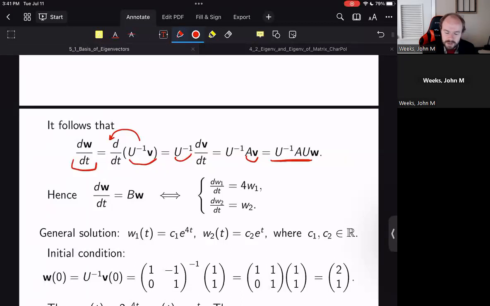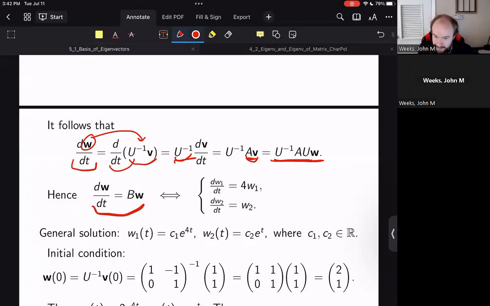So I write W as U inverse of V. So that's the connection that we're making here. This is U inverse of V, so that's the connection there. U inverse is linear, so we can take it outside. That's this part right here. And now we have dV/dt. That's the thing that we know is equal to A times V. And finally, to get this back to the vector V, we write V as UW, which it is. So now we have this formula, dW/dt equals B times W.